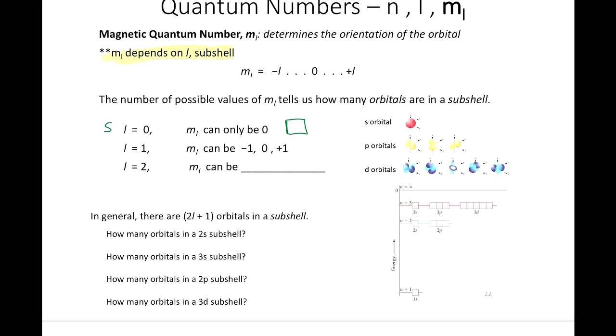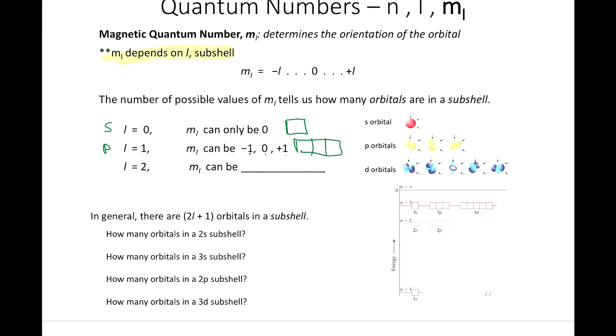One box, because there's only one ML number, versus an L of 1, which is a P subshell. The integers we can have are -1, 0, and +1. So how many numbers are there? How many orientations are there? 3. So how many boxes are there going to be? 3. So we see P subshells have 3 boxes to put electrons.